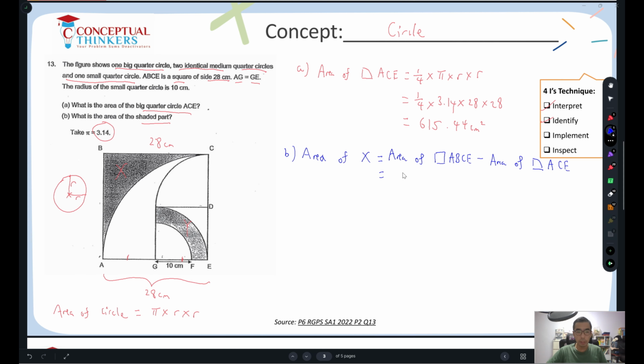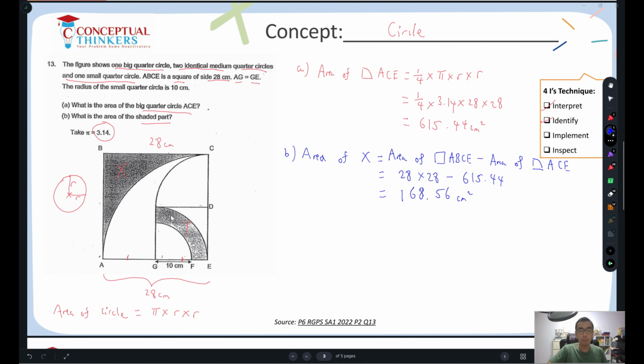So you will be taking length times length, right? So 28 times 28. Then we just need to minus away what we found earlier, 615.44. Okay, so we're going to get 168.56 cm square. So this will be the area for this big part of the shaded part.